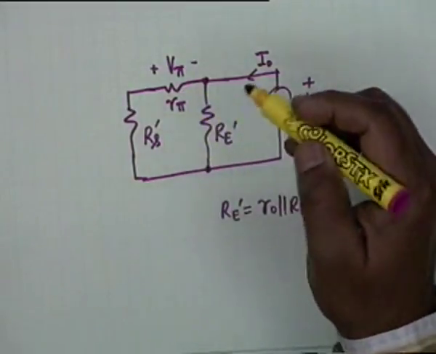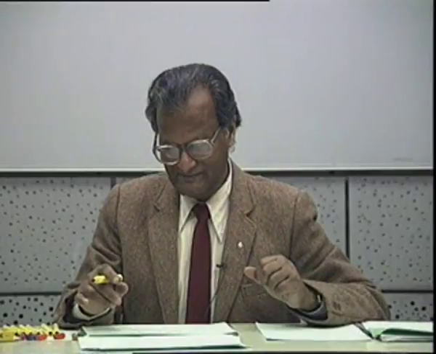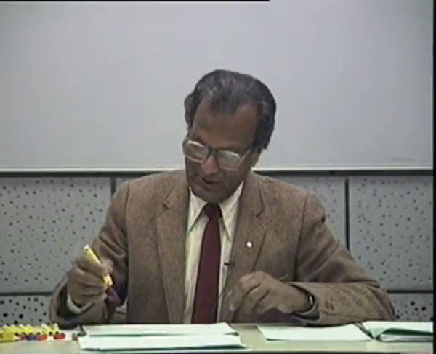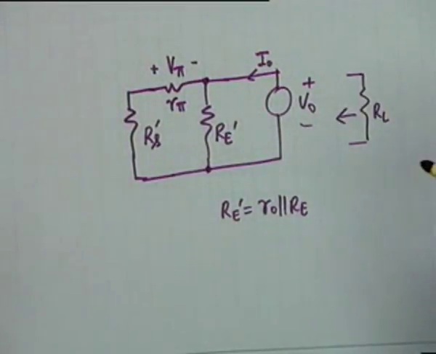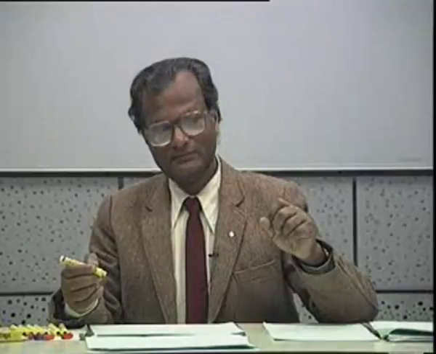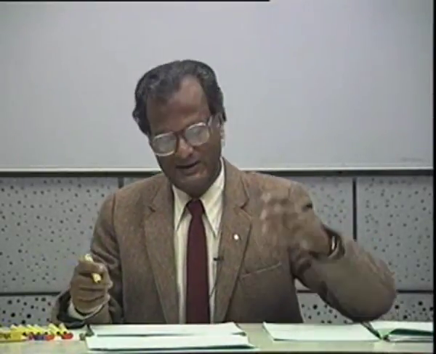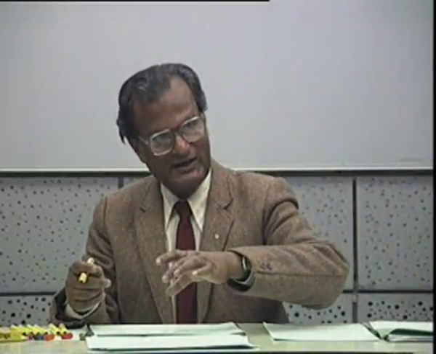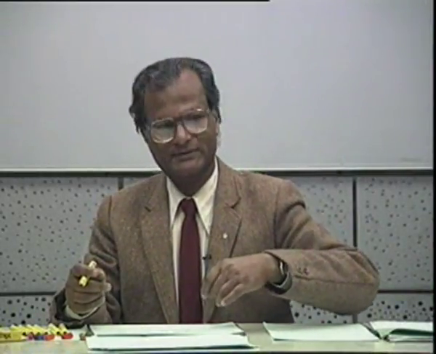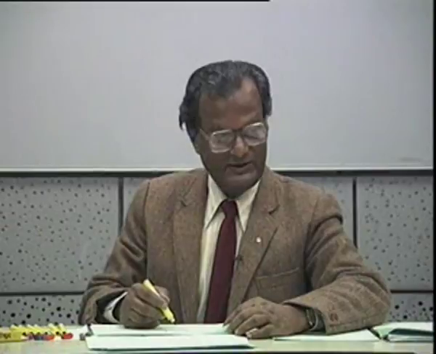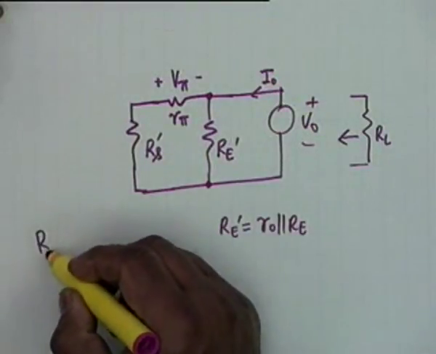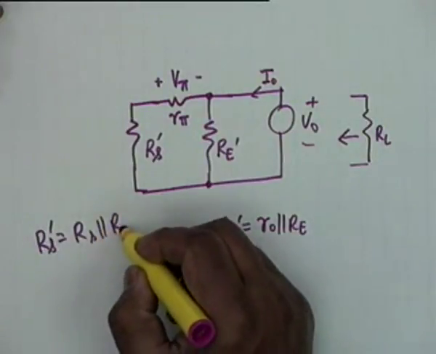So why are we not taking beta? One at a time, yes. Generally what is done is the input is the excitation and output is the V0. So here what we are doing is we are giving the excitation from the output, because we want to find out what RL faces. What resistance does RL see? That's right. We are finding the Thevenin equivalent resistance. So we are killing the input source and connecting a source at the output, and finding the current. Okay? Now, did we neglect RS? No, we did not. RS prime is RS parallel RB.